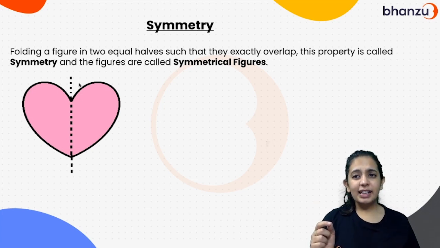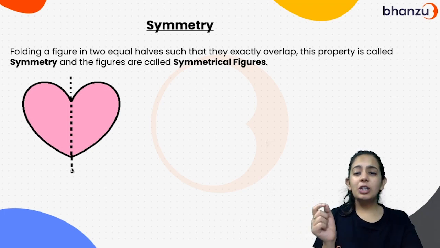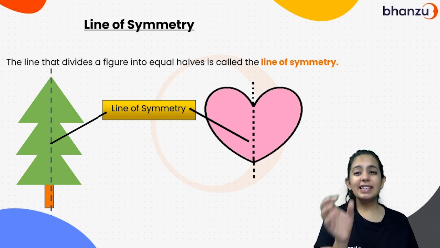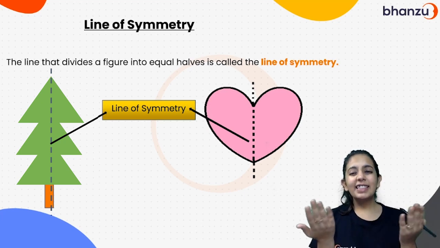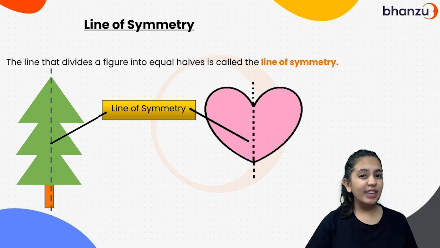Did you observe the crease while folding the figure? Now this is called the line of symmetry. Now let's have a look at one more example. This example of a tree. If you are going to fold this figure of a tree vertically, then you will see that it is overlapping onto each other. Therefore, in this case as well, we have one line of symmetry.